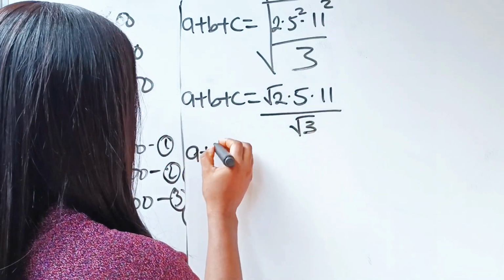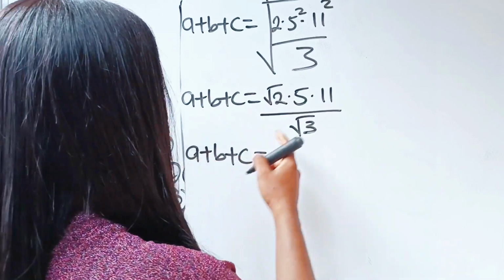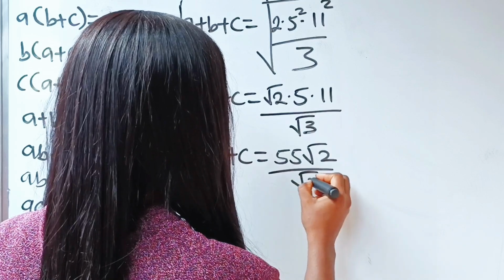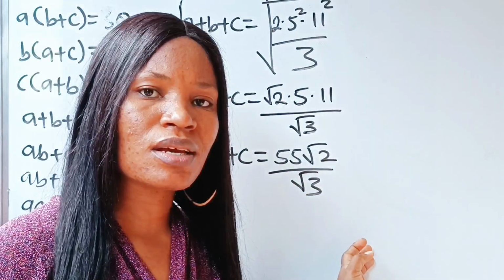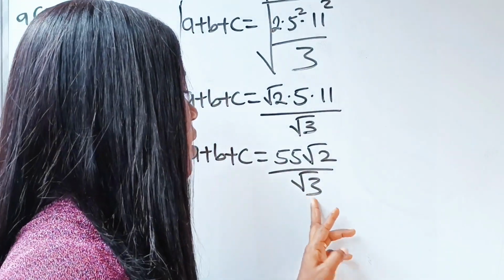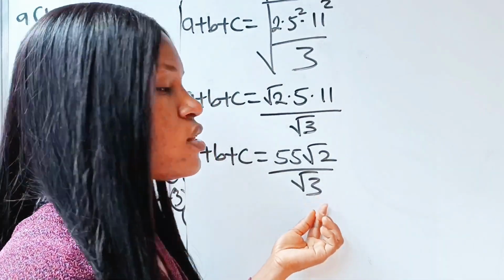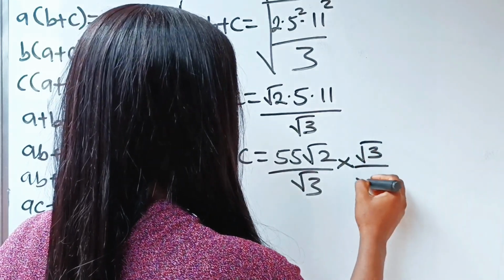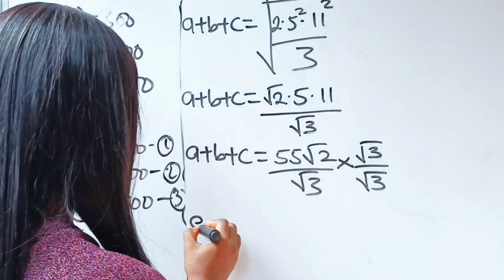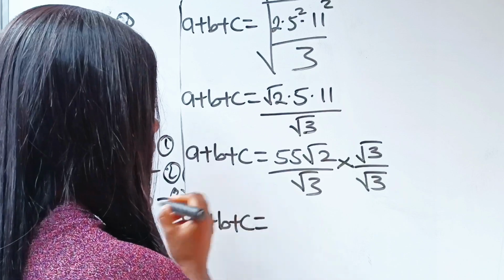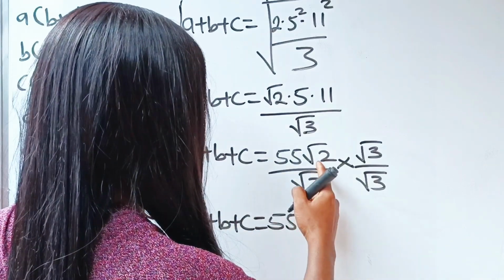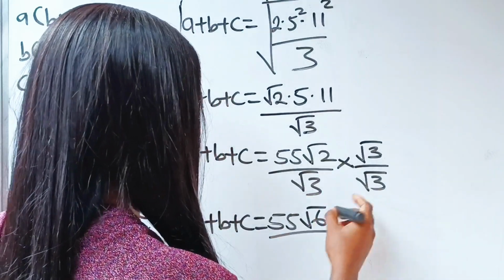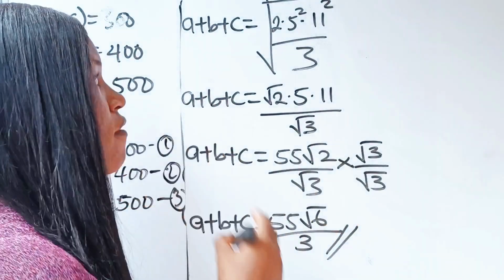So we have that A plus B plus C is equal to 5 times 11 is 55 root 2 divided by root 3. Now in mathematics, it is wrong for you to have a radical or a surd as your denominator. So we rationalize. To rationalize, we are going to multiply the numerator and the denominator by root 3. So we have A plus B plus C is equal to 55 root 2 multiplied by root 3 will give us root 6, divided by root 3 multiplied by root 3 will give us 3. And this becomes our final answer.